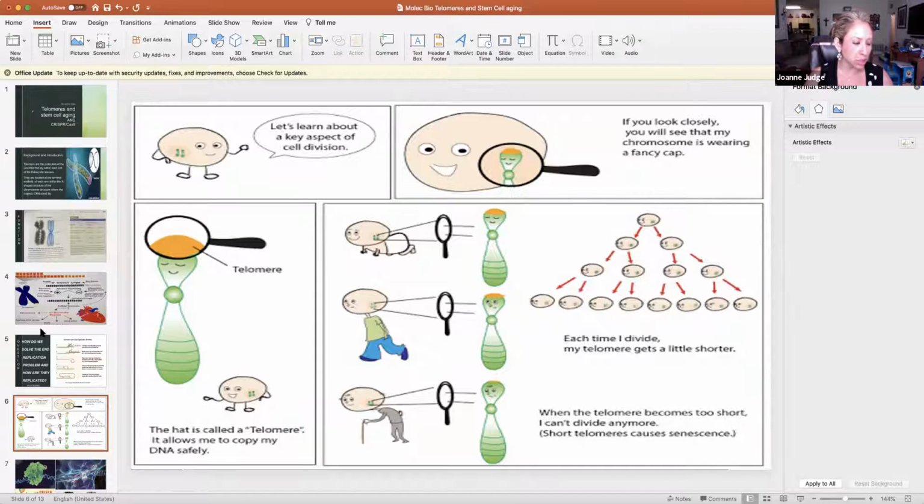If you look closely, you will see that the chromosome is wearing a fancy hat. The hat is called a telomere and it allows them to copy DNA safely. Each time I divide, my telomere gets a little shorter. When the telomere becomes too short, it cannot divide anymore and it causes apoptosis. Artificial chromosomes provide a means of better understanding the functional significance of this feature.